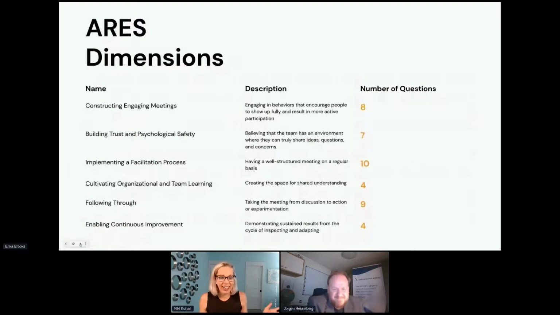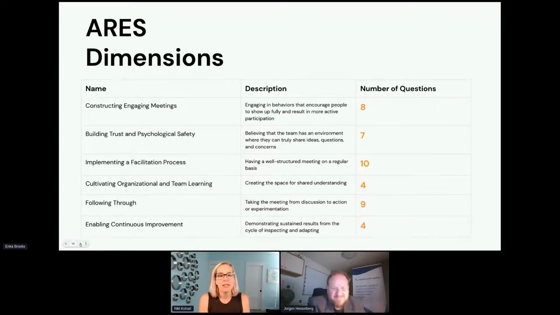Ta-da, here we are. These are the 6 dimensions that make up an effective retrospective. So first and foremost, constructing engaging meetings. These are things that are setting up the meeting in a particular way that encourage people to show up as their full self, and they make people want to actively participate in the meeting. So if you aren't putting together a meeting where people want to participate, you're probably not going to get good participation, probably not going to be particularly effective.